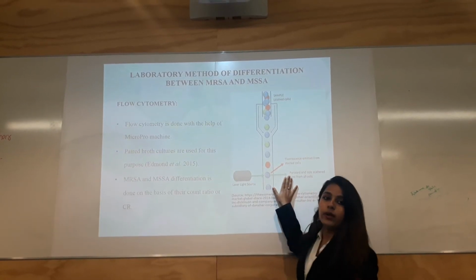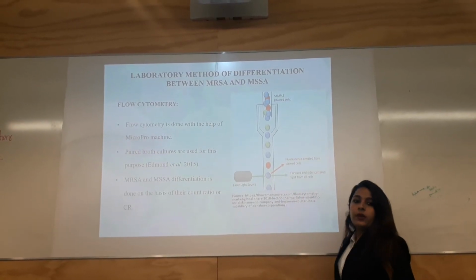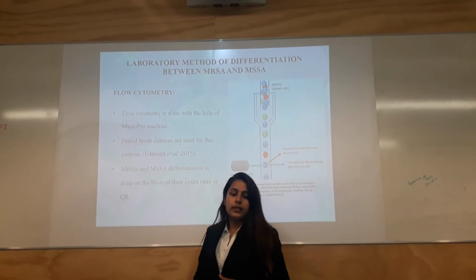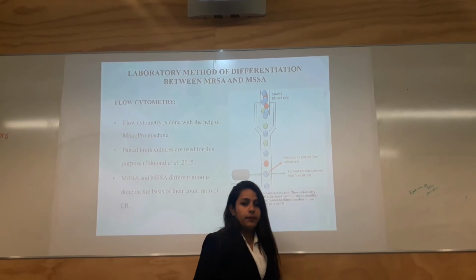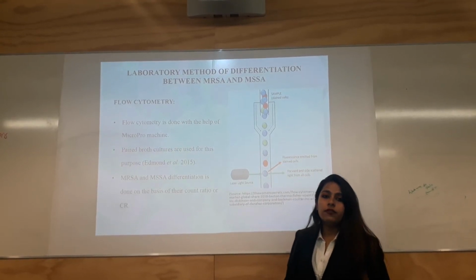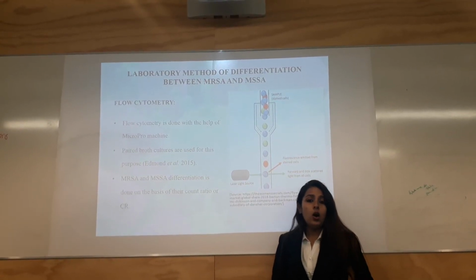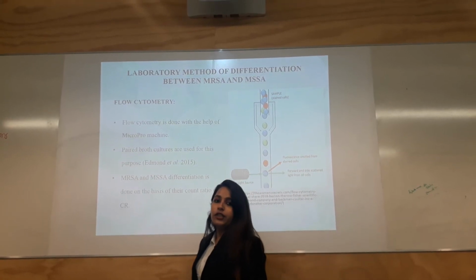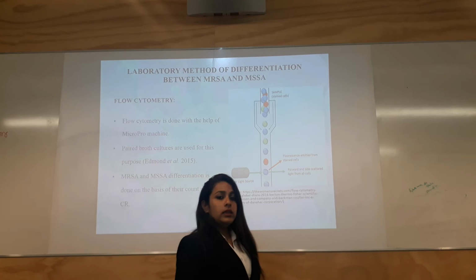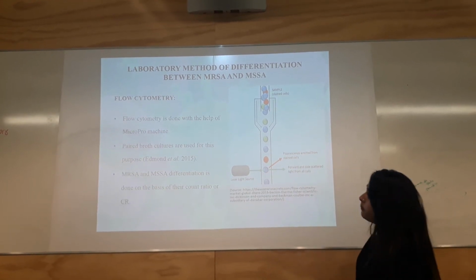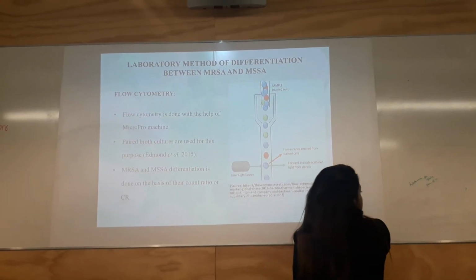In this diagram, you can see the flow cytometry, which helps in counting of microorganisms. Paired broth cultures are prepared using oxacillin saline, and labeling is done by using a fluorescent total organism stain. However, this process of distinction consumes a lot of time. This is then continued by the flow cytometry.